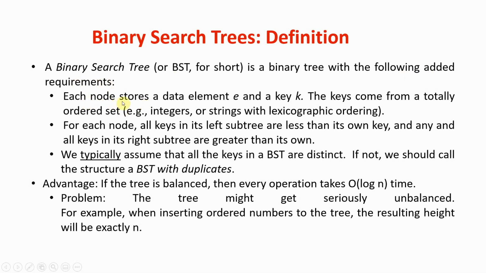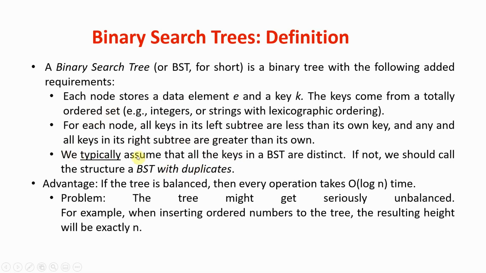conditions. Each node stores a data element E and the key K. The key comes from a totally ordered set, can be just integers, can be strings, can be characters, okay? And for each node, all keys in the left subtree of the node are going to be less than its own key, the node's key. And all the keys in its right subtree are greater than or equal to that node's key, right? So every node on the left subtree of the node would have key values smaller than the node itself. All the nodes on the right subtree would have key values greater than or equal to the node itself.